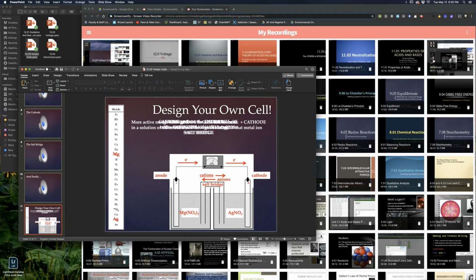That's all there is for voltaic cells. In the final topic, I'm going to show you how to decompose substances using electricity and how to use electricity to coat one metal onto another metal.